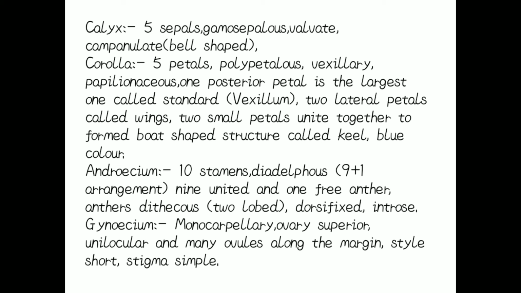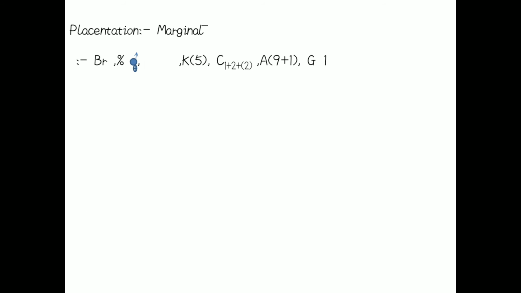Now let us discuss the gynoecium. Gynoecium is monocarpellary, meaning a single carpel. Ovary superior, means all other floral whorls are arranged below the ovary. It is unilocular, showing a single locule and many ovules along the margin. Style short, stigma simple. Placentation is marginal placentation.